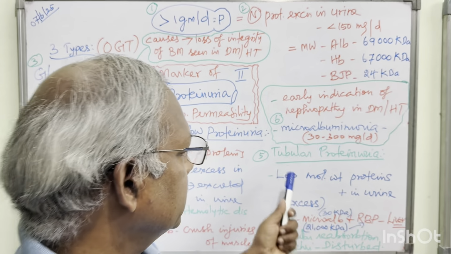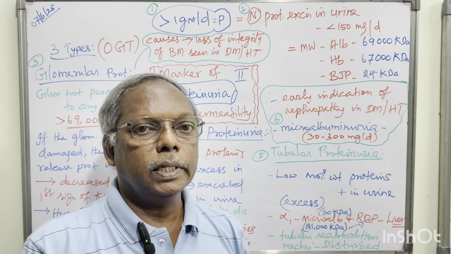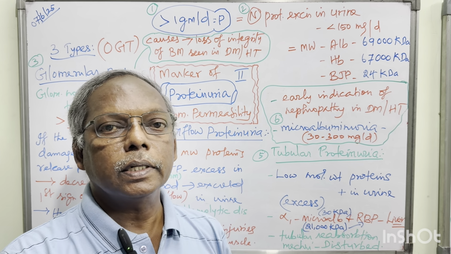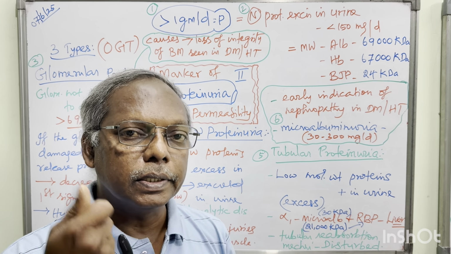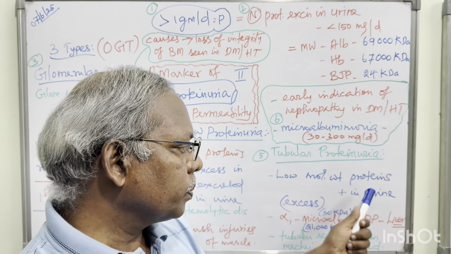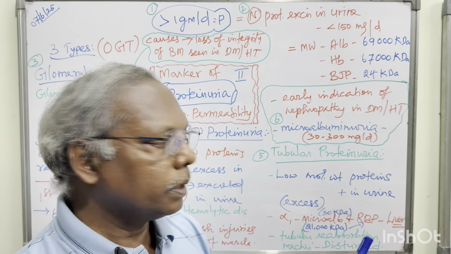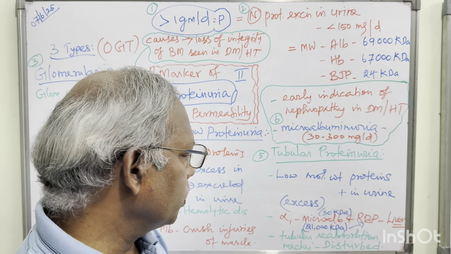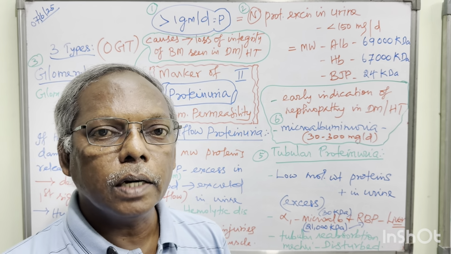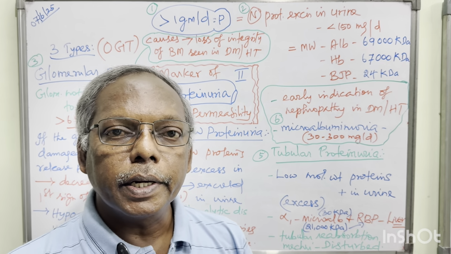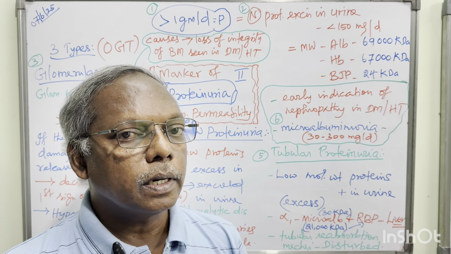Third classification is tubular proteinuria. Here the tubules are not able to function properly, that is, not able to reabsorb, not able to filter, not able to excrete. So low molecular weight protein again is present in urine, and because of the excess production, they will be excreted in urine. Here the examples are alpha 1 microglobulin and retinol binding protein, RBP.